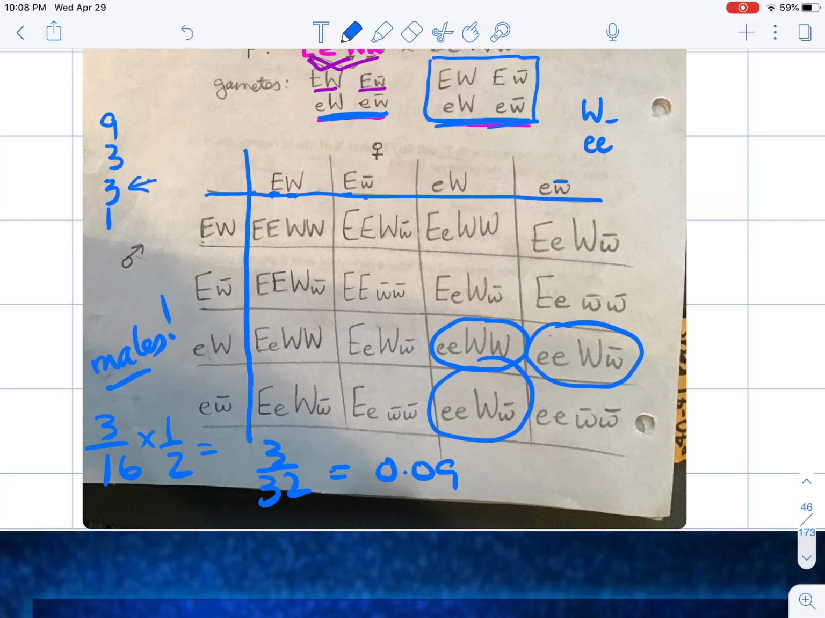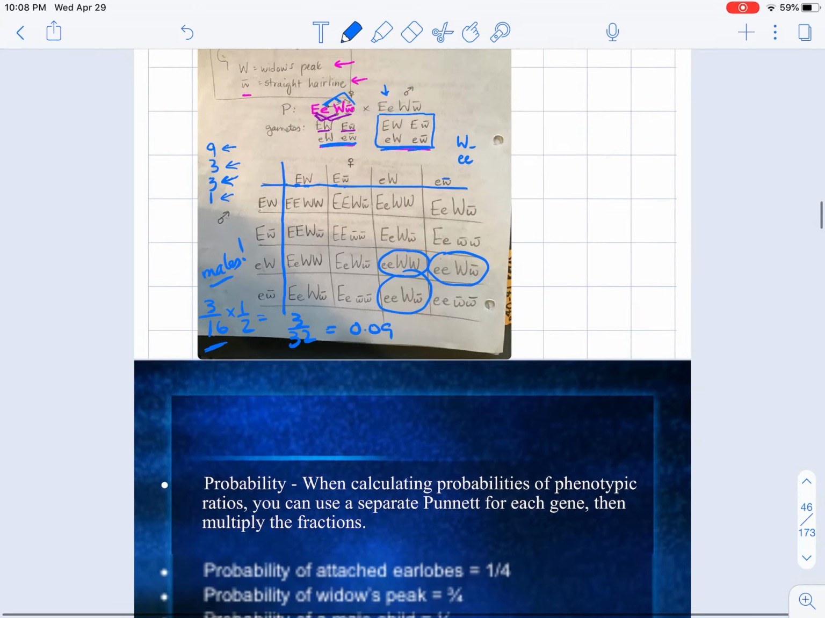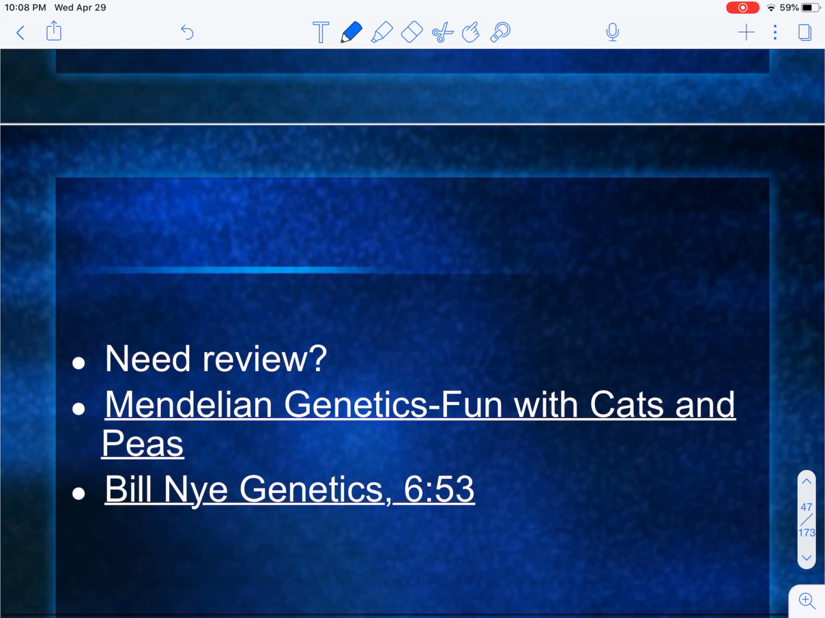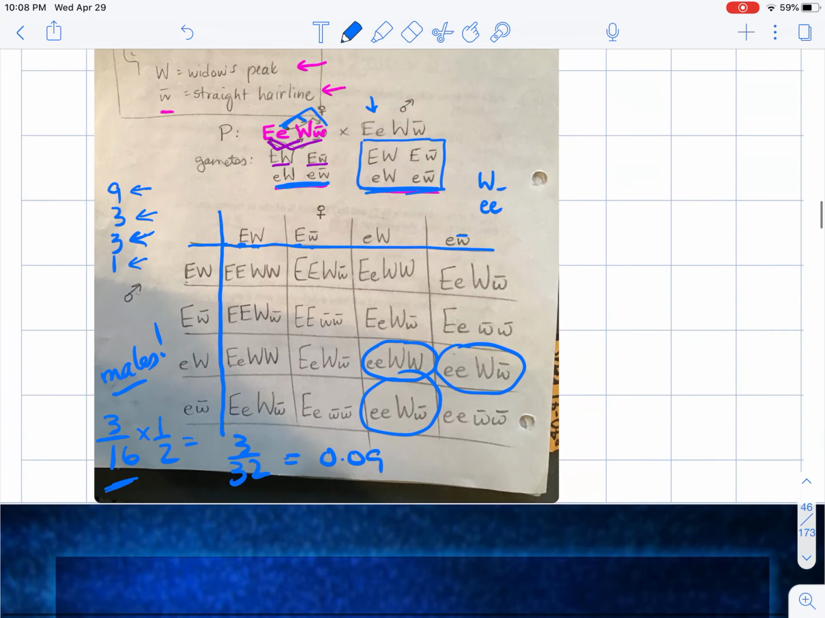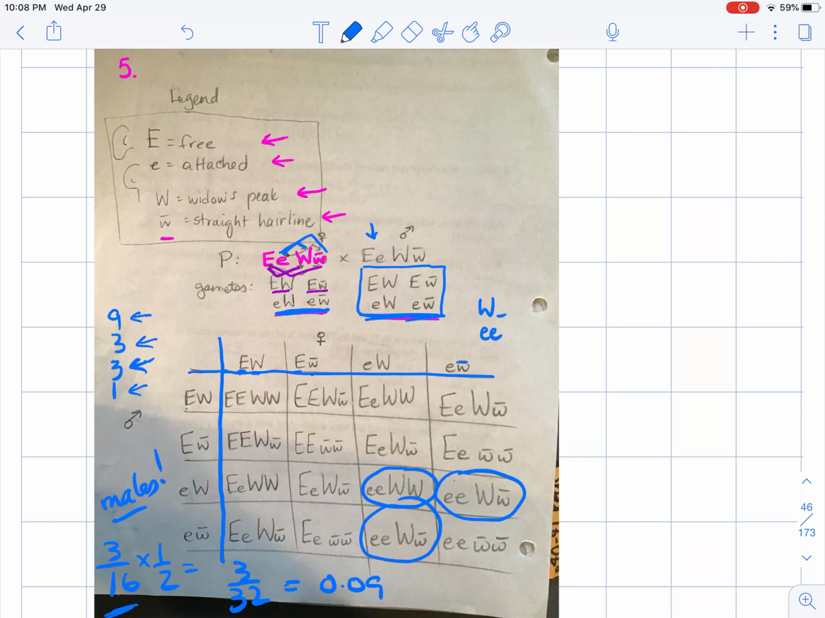Remember that we already pegged it, that it was going to be a 9331. The widow's peak attached was one of the 3s, so I probably didn't really need to work it out, because I knew it was going to be 3 of them, since they were asking about how many are one gene dominant and one recessive. 9 of them will be dominant for both. 3, one dominant and recessive, 3, one recessive and dominant, and 1 recessive for both. So there's my trick repeated again.